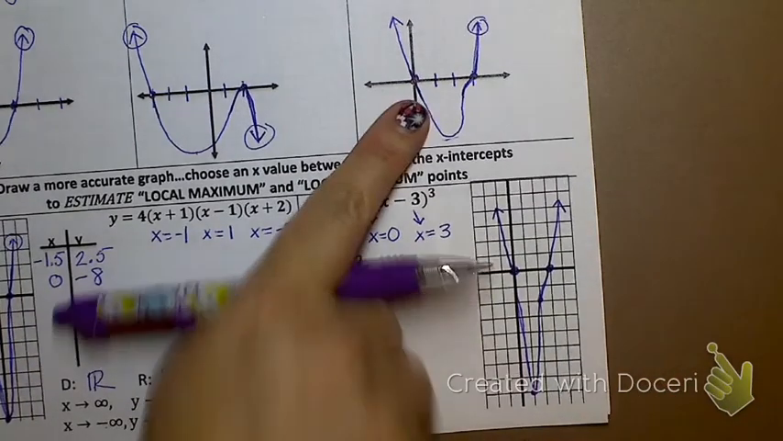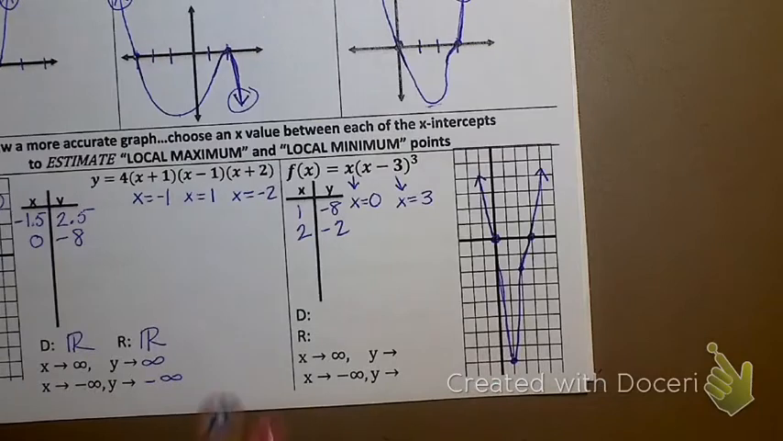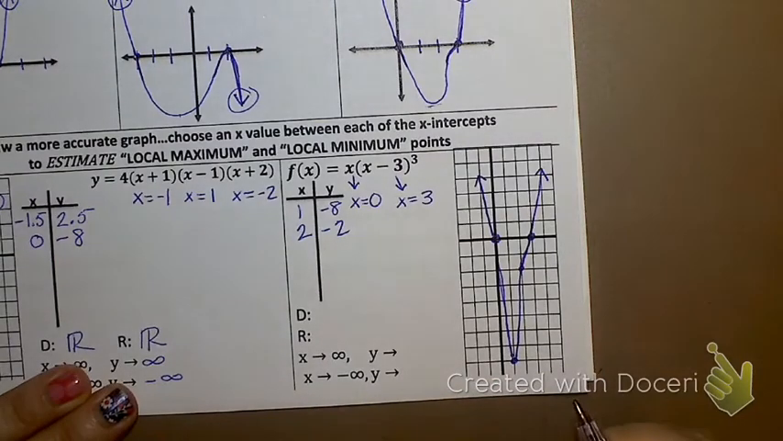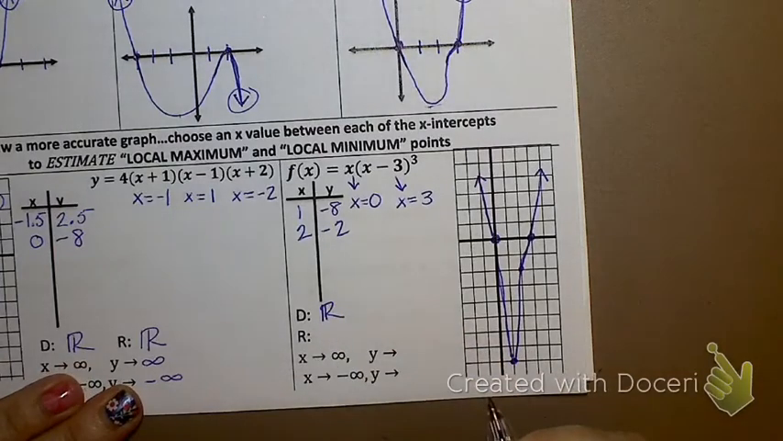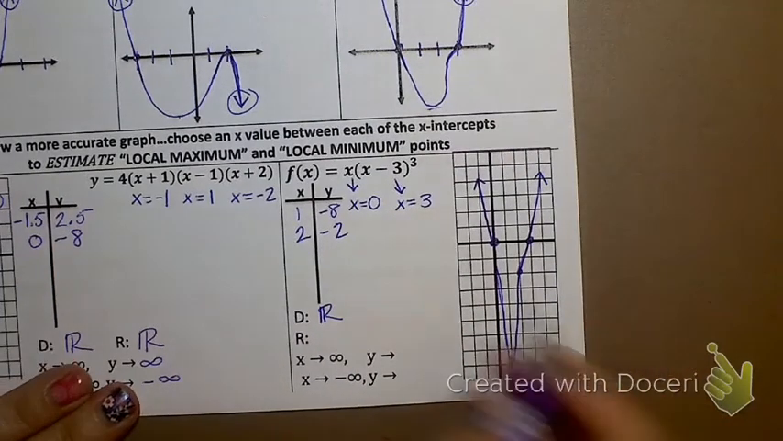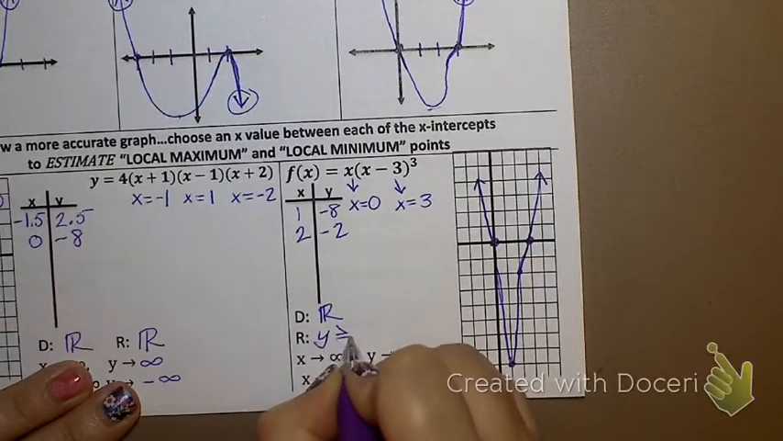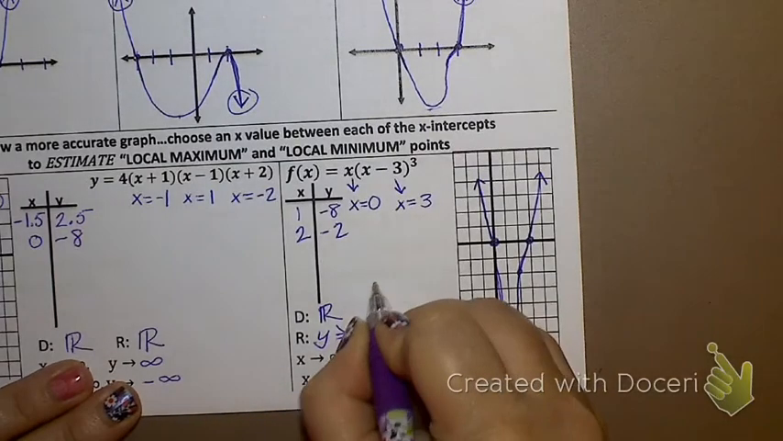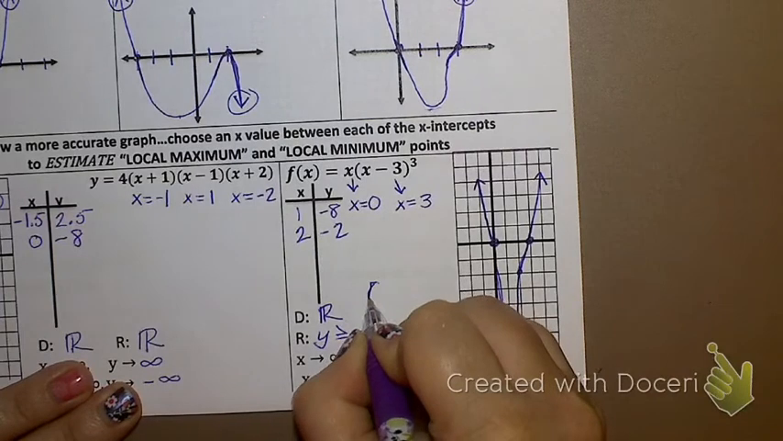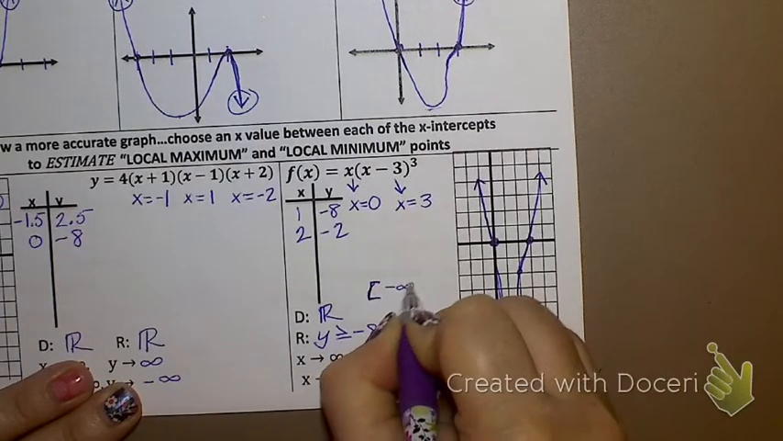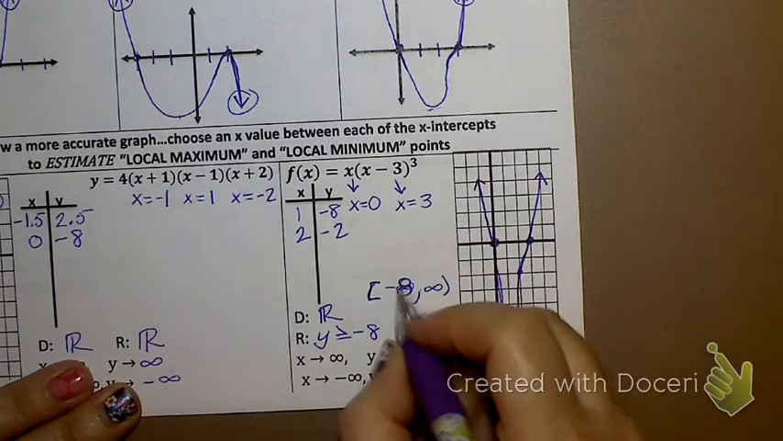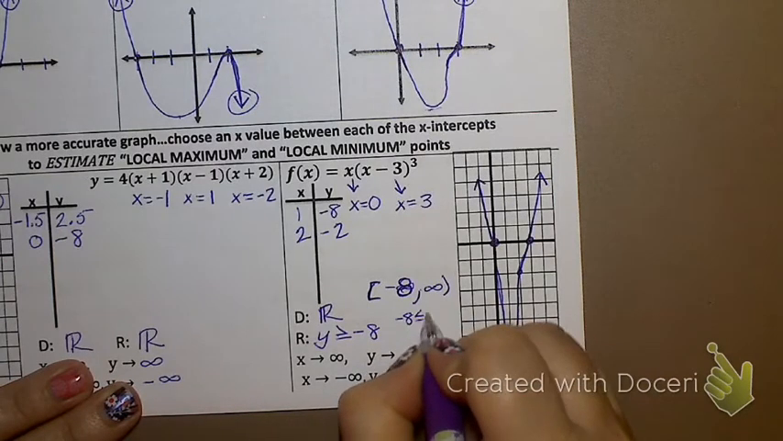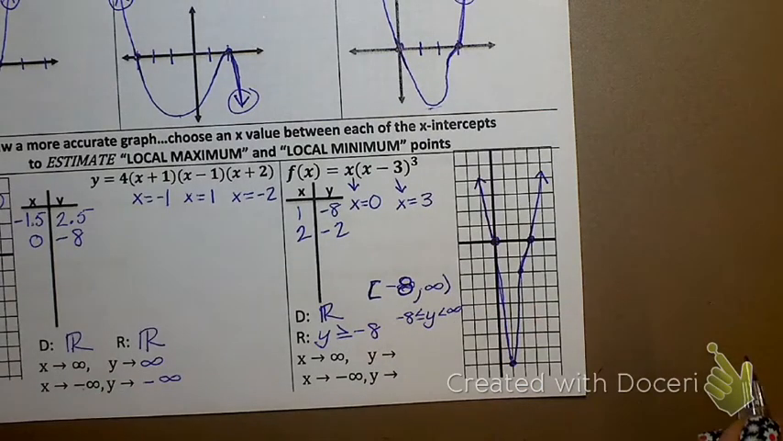So again, taking this and making it a little bit more accurate. What would you say is my domain? All real numbers. What would you say is my range? Now I can estimate a range. Negative 8 is not a range. Negative 8 is a number. How would I state the range? Y is greater than or equal to negative 8. Or I could do a square bracket and say negative 8 comma infinity. Or I could say negative 8 is less than or equal to y is less than infinity. I could write it any of those ways.